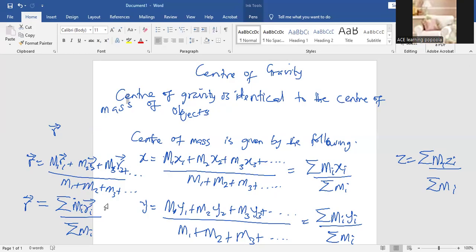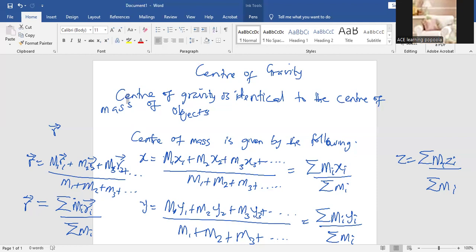Now, I have mentioned earlier that center of gravity is identical to center of mass. You will see how this works in questions. Now, to consider gravitational torque on a body: the force of gravity has the ability to create a torque on an object. Remember, a torque is a turning effect of a force.